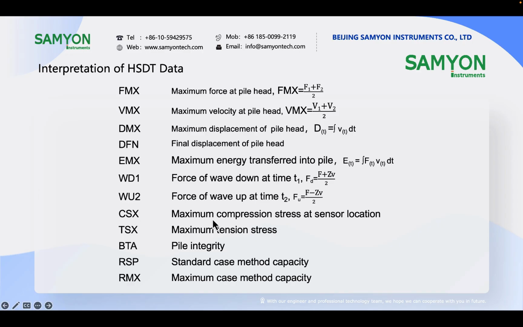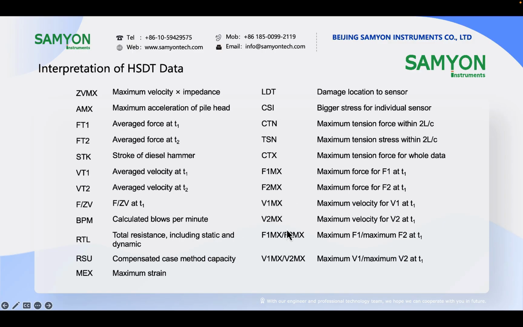CSX, TSX is the maximum compression stress and maximum tension stress, and we have explained before. BTA is the beta value. It is the value for pile integrity. RSP is the case method standard capacity. Rmax is the maximum case method capacity. VVmax, actually it is the Vmx times impedance. AMX is the maximum acceleration of the pile head. FT1, FT2 is the averaged force at T1 and T2.